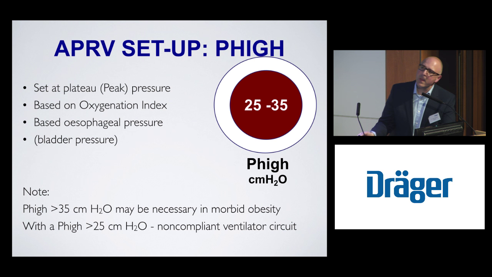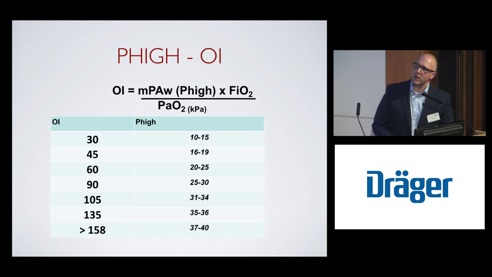And I just note here that P high greater than 35 sometimes may be required. And when the P high is very elevated, we need to think about non-compliant ventilator circuits, because some of the energy will be dispersed by the tubing. So this is the concept of oxygenation index.